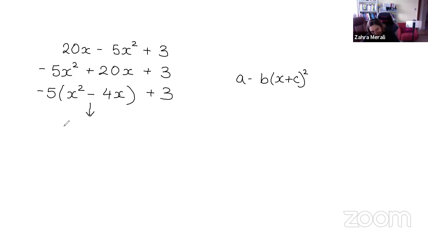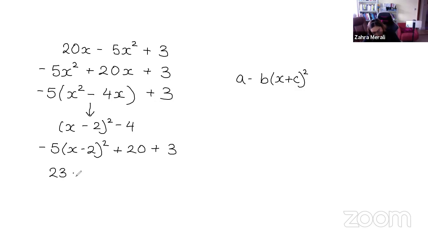I'm going to take this bit here and complete the square. And then the whole of that bit has to be multiplied by minus 5. So we end up with minus 5 lots of (x minus 2) squared, minus 5 times minus 4 to give me plus 20, plus 3. And then if I'm going to write it in that form, I've got 20 and 3 to give me 23 minus 5(x minus 2) squared. So that's a reminder for completing the square.